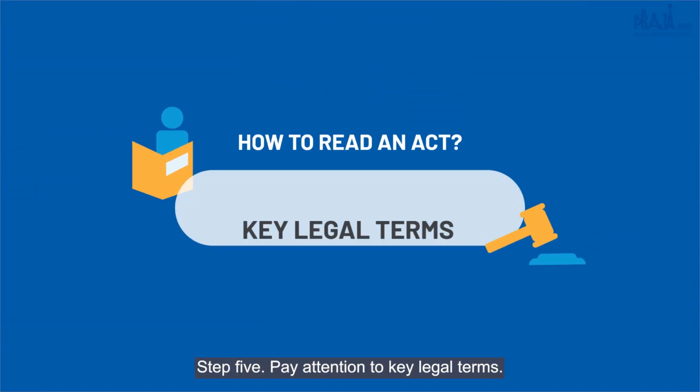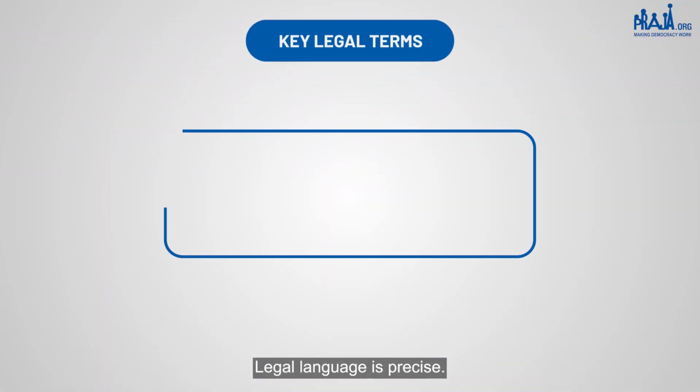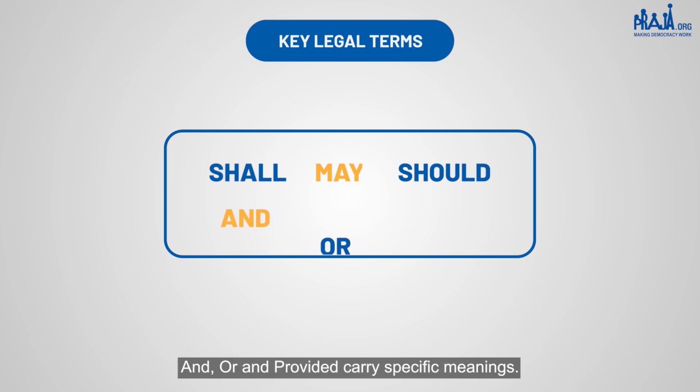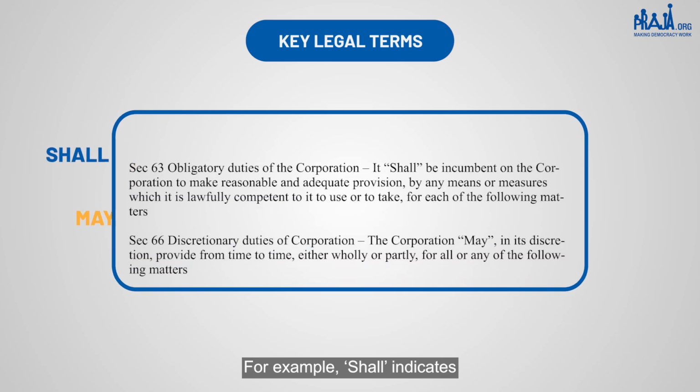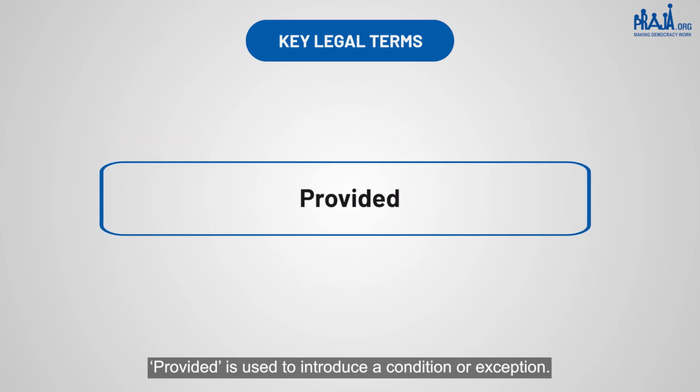Step 5. Pay attention to key legal terms. Legal language is precise. Words like shall, may, should, and, or, and provided carry specific meanings. For example, shall indicates that something is obligatory and it must be done. May means it is discretionary and not compulsory. Provided is used to introduce a condition or exception.